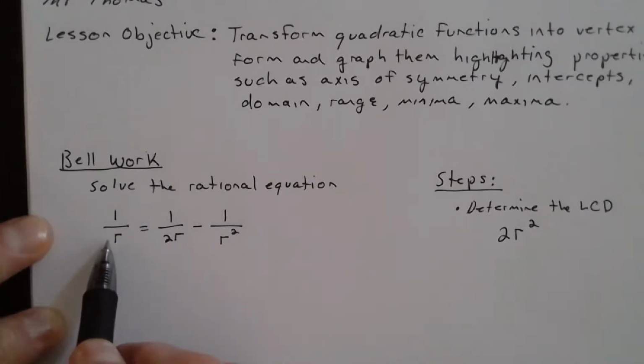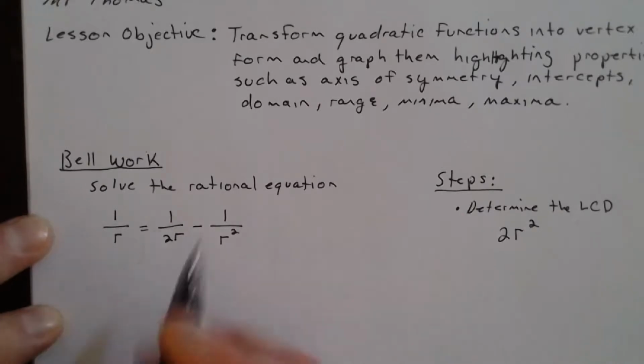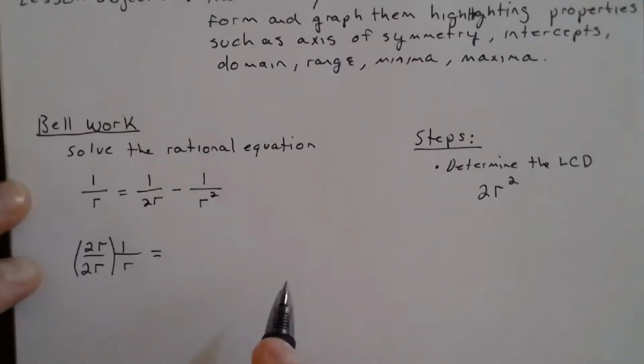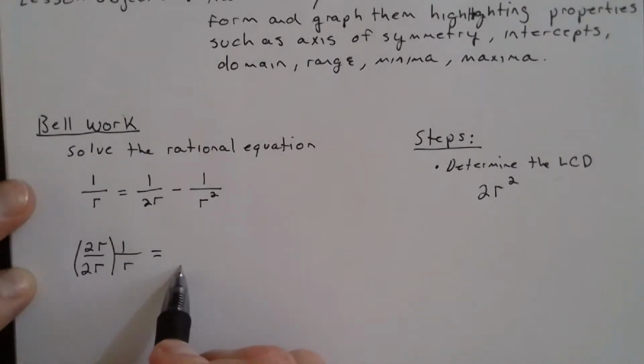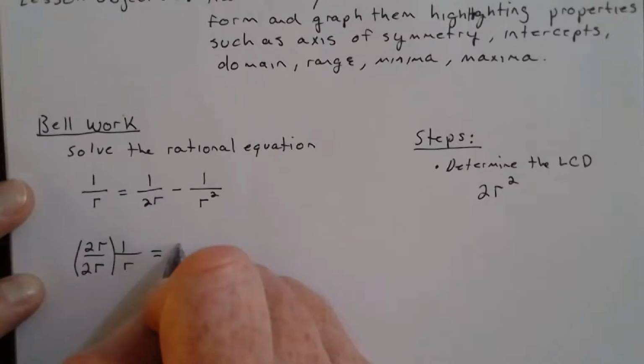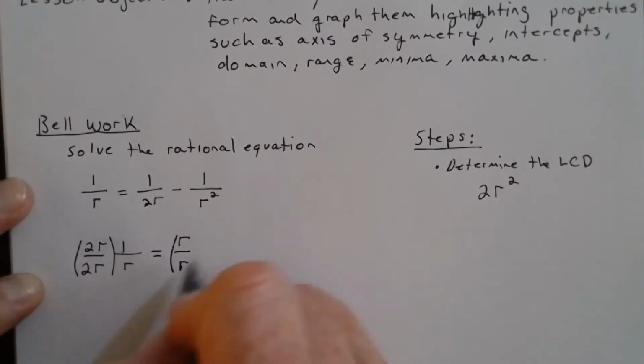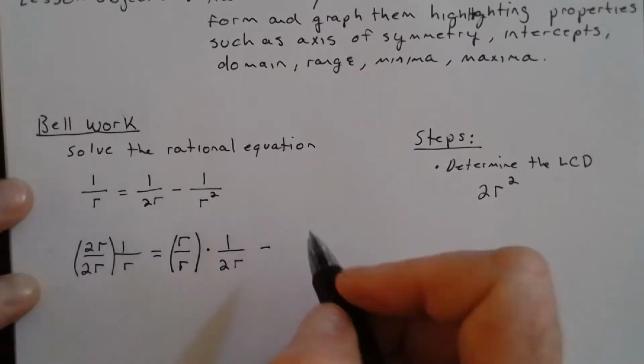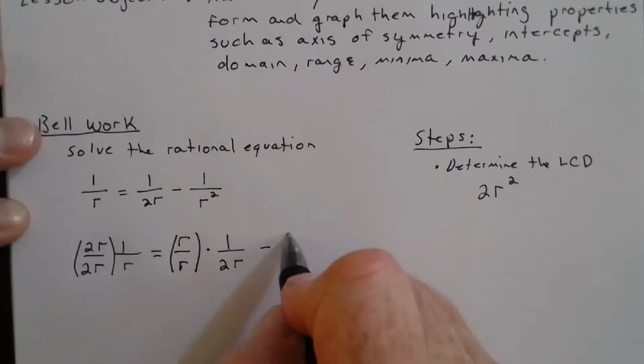So in order to get a 2r squared here, in the leftmost term's denominator, what do we need to multiply by? 2r. A 2r. So 2r. In order to get 2r squared over here, what do we need? Just an r. And of course, here's missing a 2.